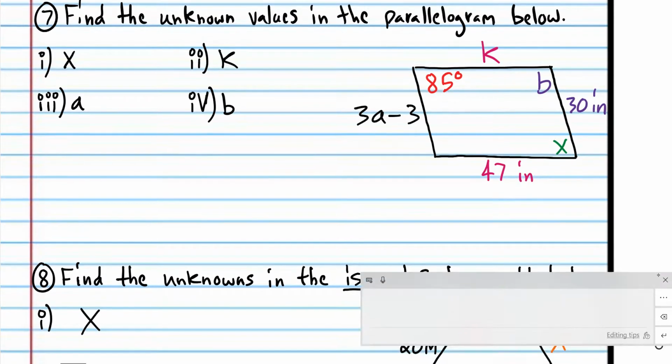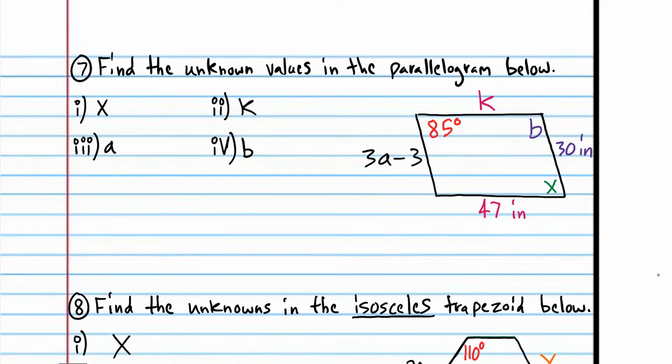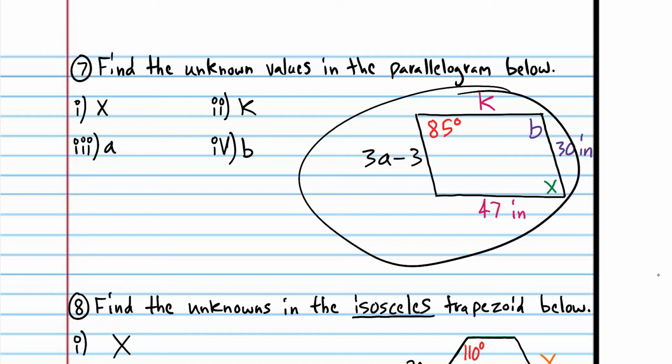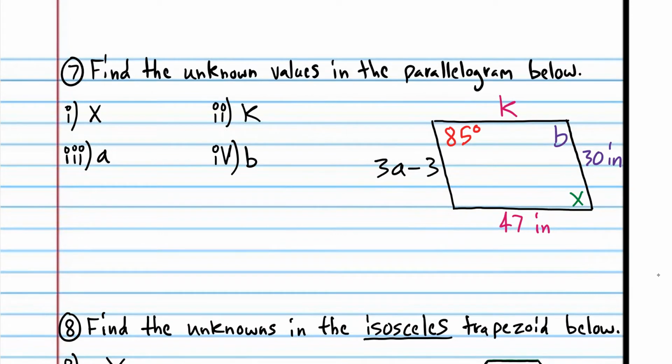All right, we're back. Find the unknown values in the parallelogram below. So we're told that this is a parallelogram. Now, we learned a theorem that says that opposite sides of parallelograms are congruent. So if this side is 47, that means that k must be 47. So I'm going to start with part 2. So k is 47 inches.